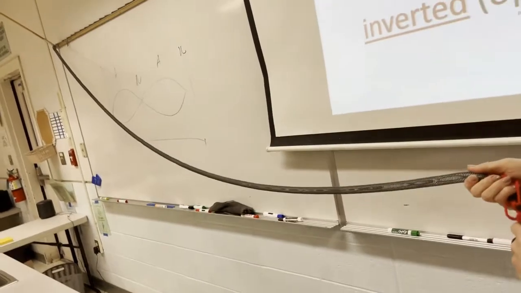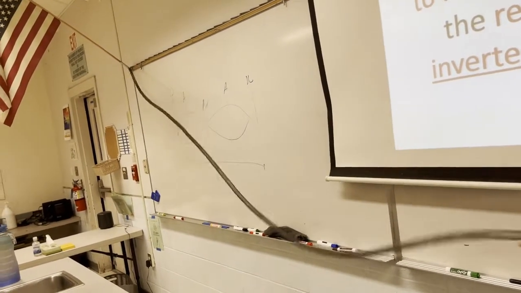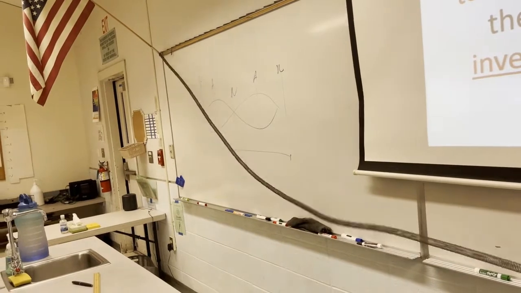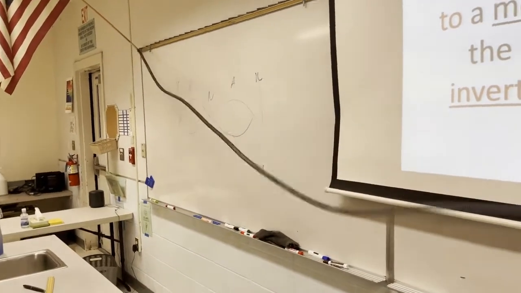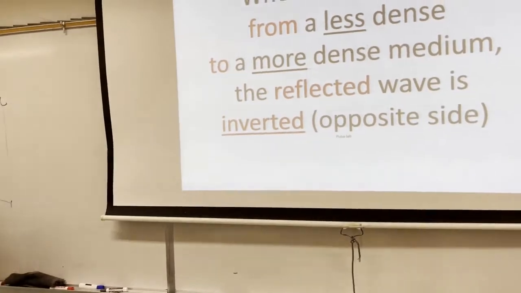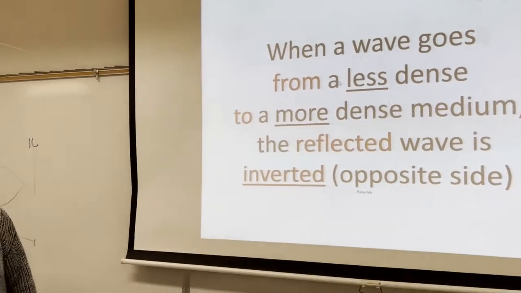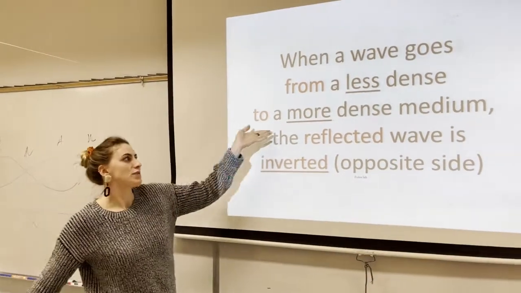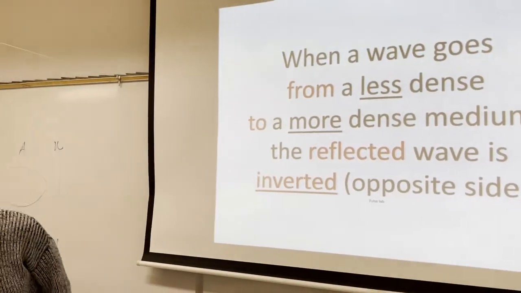How will it be reflected back? It comes back on the opposite side. I'm a little tighter here. So we said it, right? You can see it comes back inverted, on the opposite side. This is easier to see than that one. So that's called inverted. When it comes back on the opposite side, it's called inverted. And that makes sense because a more dense medium is just like it being fixed.